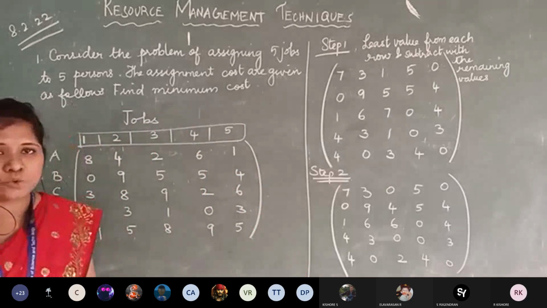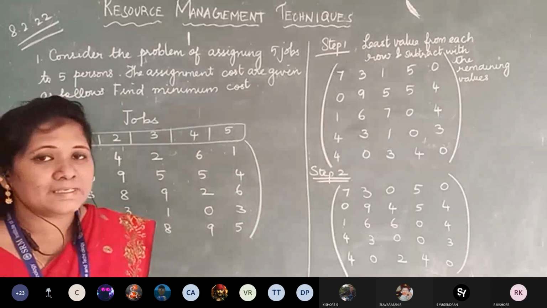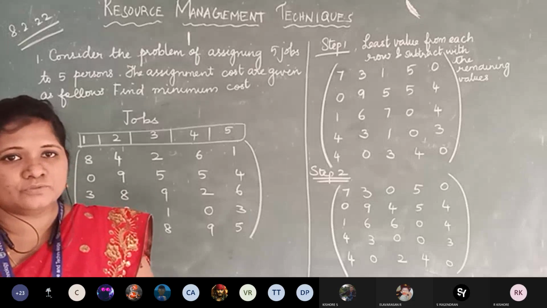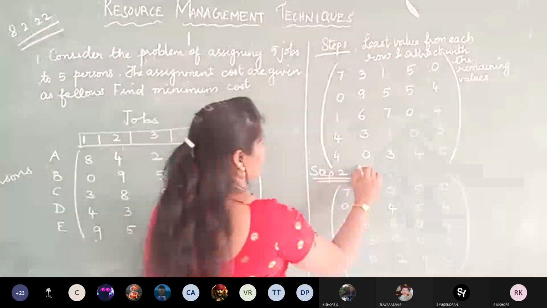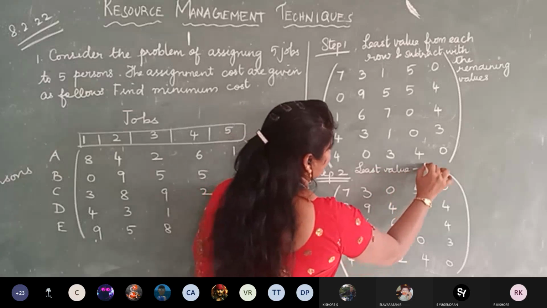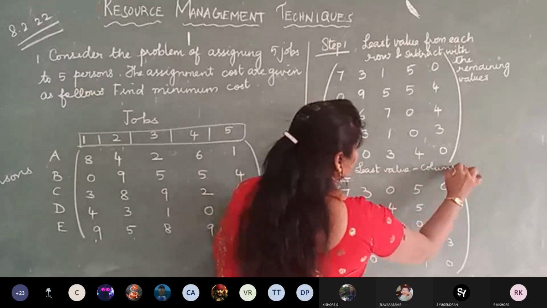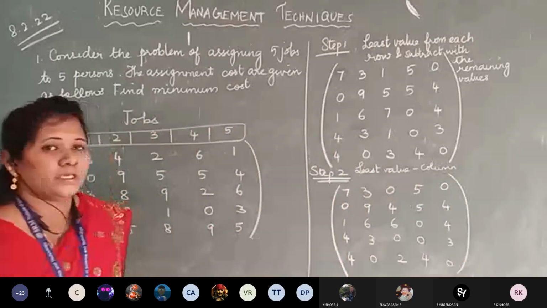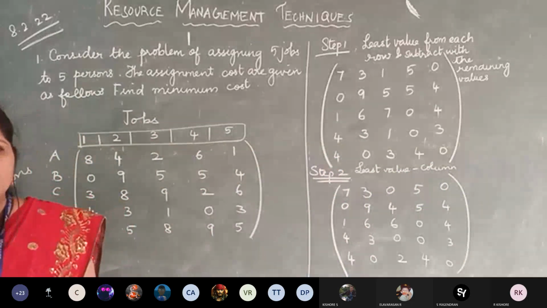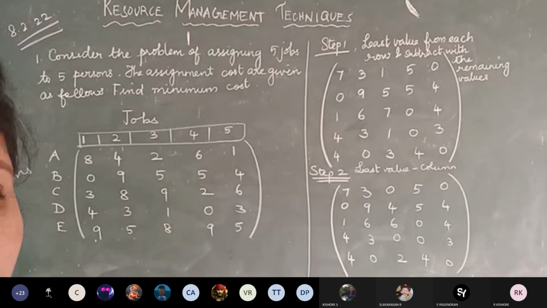So step 1 is row wise, you will see your least value and subtract it. In your step 2, column wise you will do. In your step 2, you will take your least value column wise, and then find out your step 2. Okay, any doubts in your step 1 and your step 2?